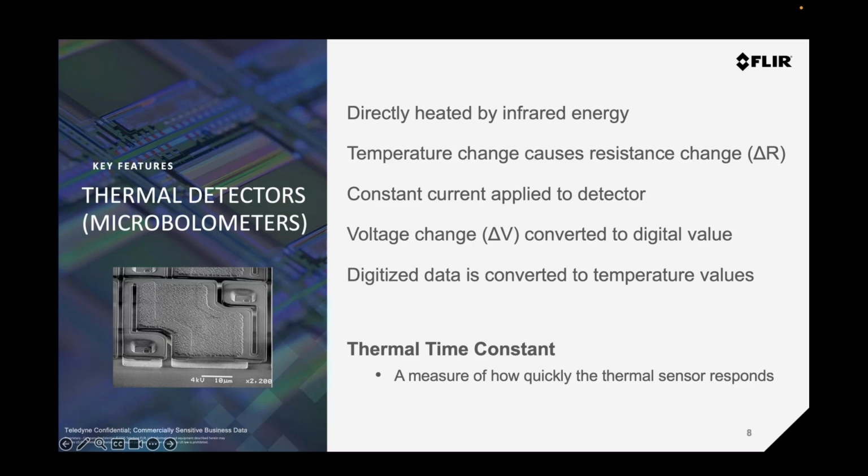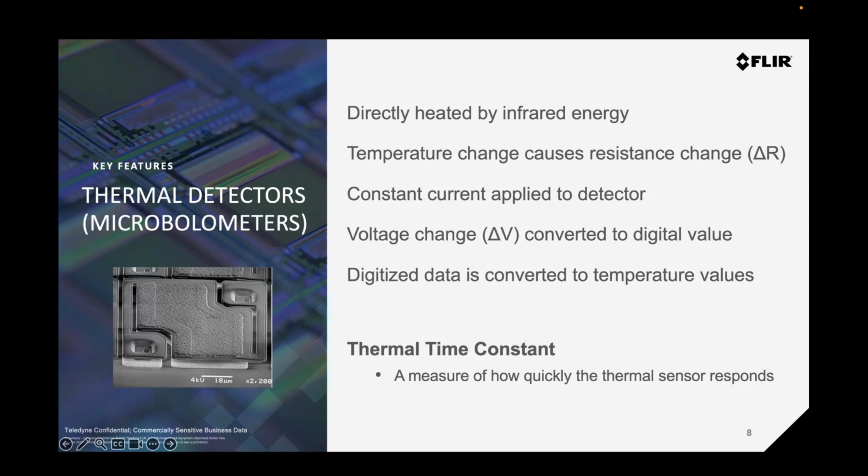This response time is referred to as the thermal time constant, and it's the time parameter that expresses how quickly a microbolometer can react to incoming thermal energy. It's an intrinsic characteristic of microbolometers, and it can't be changed or adjusted by a camera user. Most bolometers today have thermal time constants between 7 and 16 milliseconds.